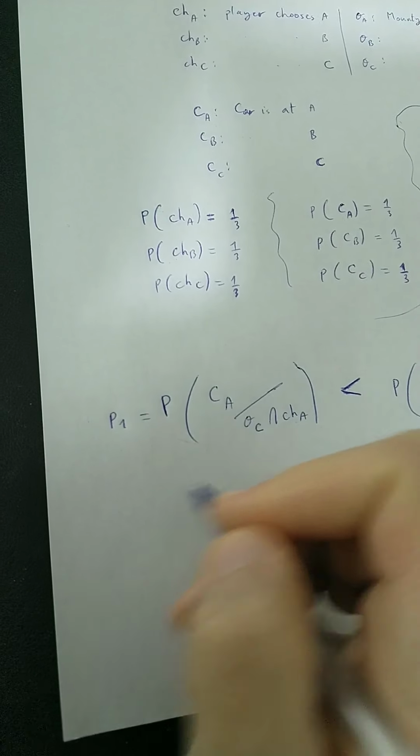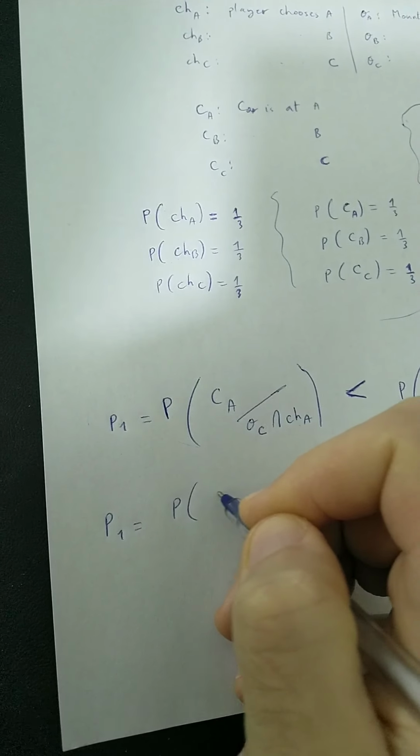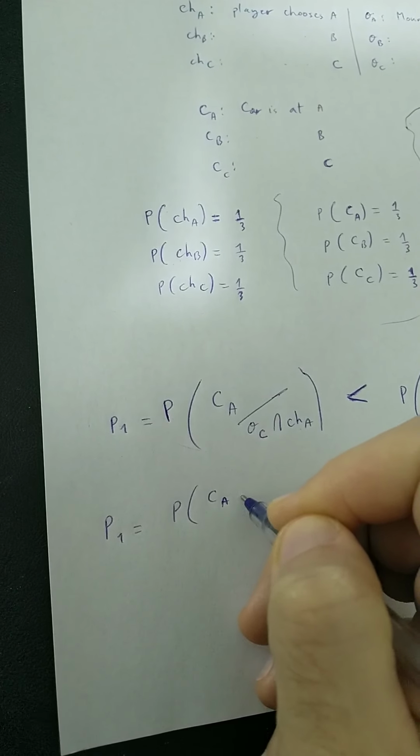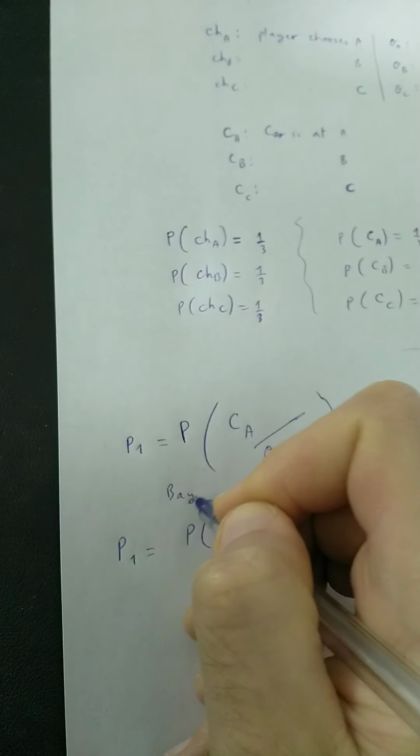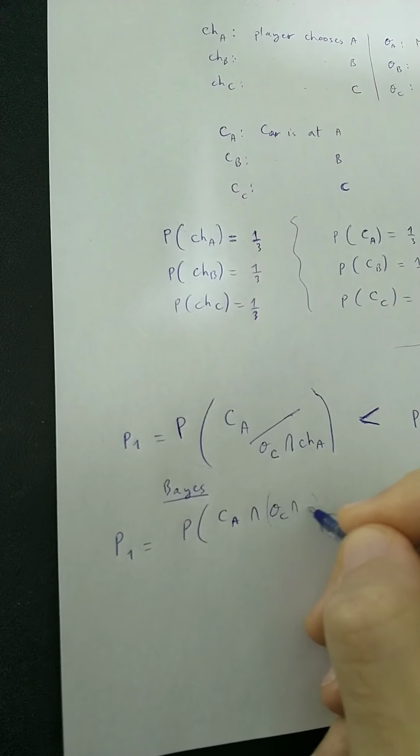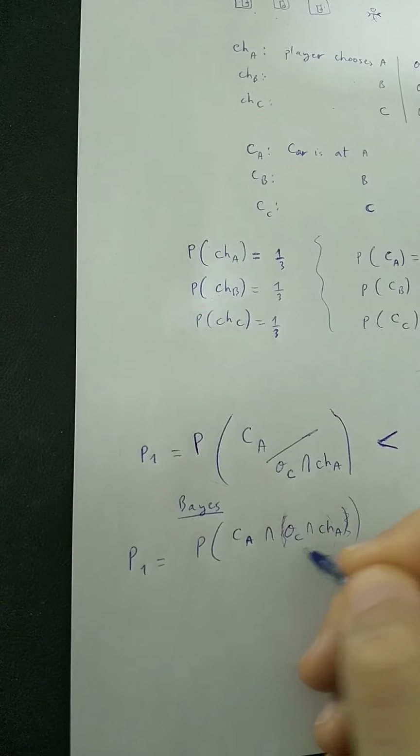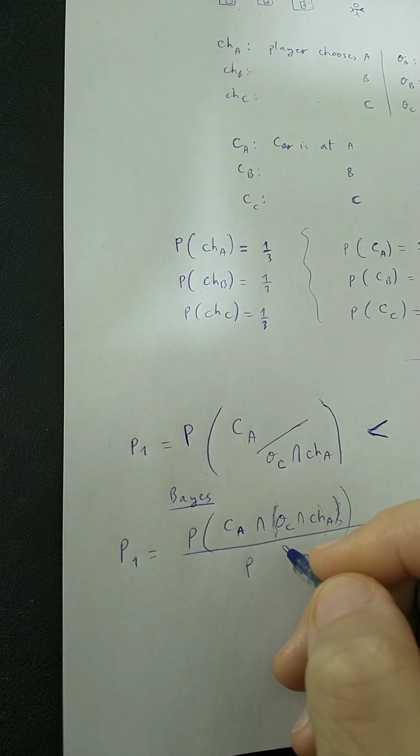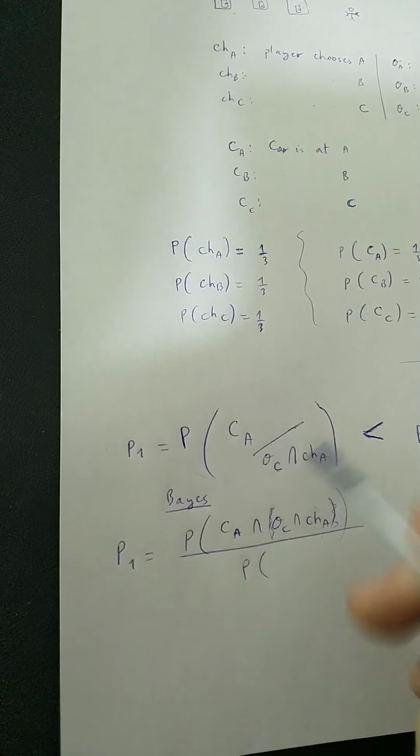Okay, so P1 equals the probability that CA and OC, this is Bayes' theorem, and CHA. But this is not really interesting anyway. Over the probability of what? Of this thing.